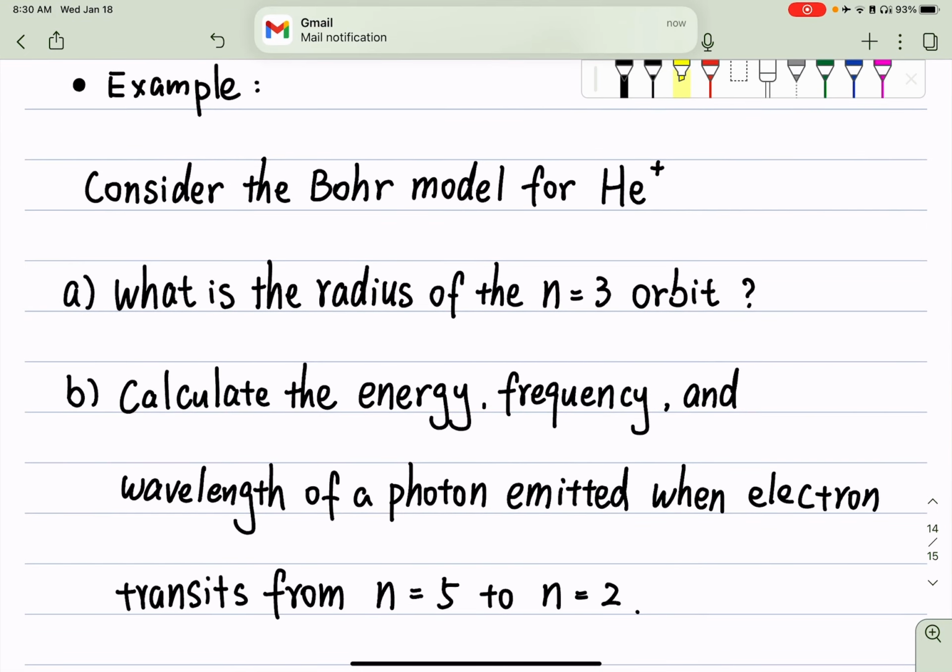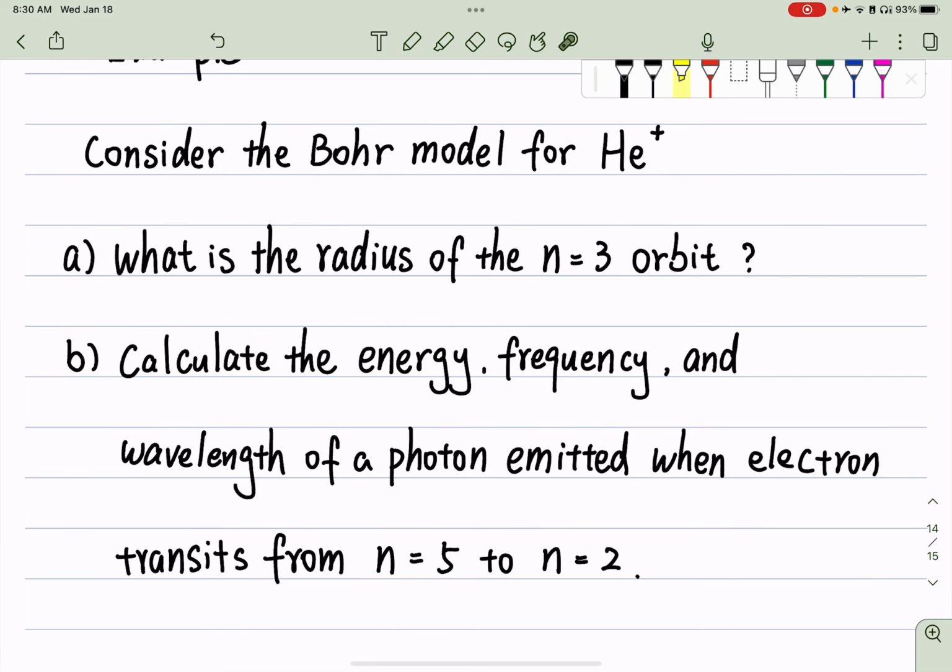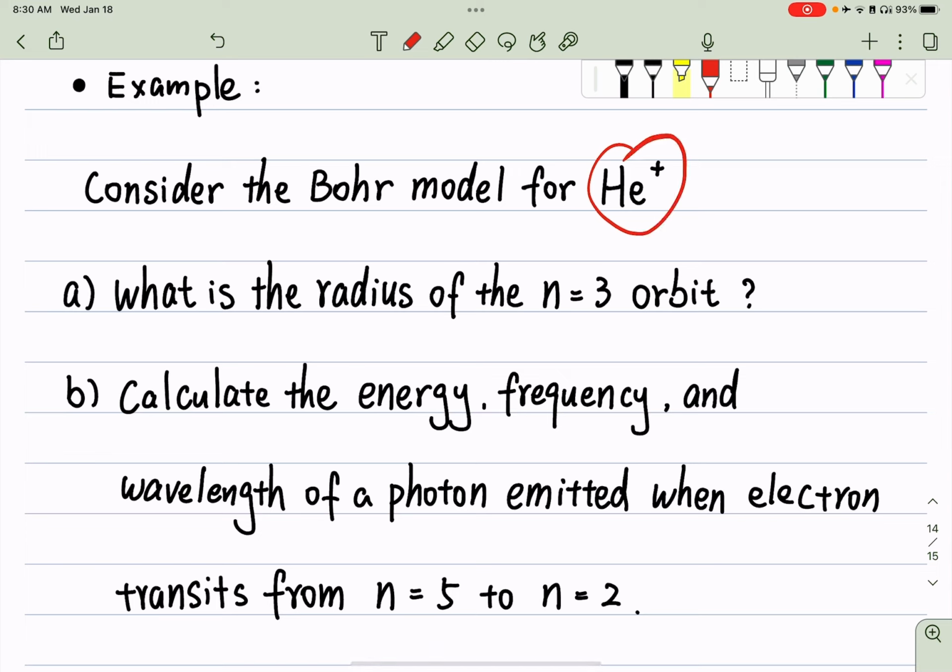And then we have some example questions here. This is one of the typical example questions you should expect on an exam. For example, considering the Bohr model for helium plus, one of the things to keep in mind is that we're talking about helium plus, so Z equals 2. That's a common place where people make mistakes. You could be asked to calculate the atomic radius of the n equals 3 orbit. And remember, in this case, we're talking about the radius, so you need to know the correct equation to use, which is Rn equals n squared over Z times a naught. Here we know n equals 3, we know Z equals 2, and you can do the calculation.